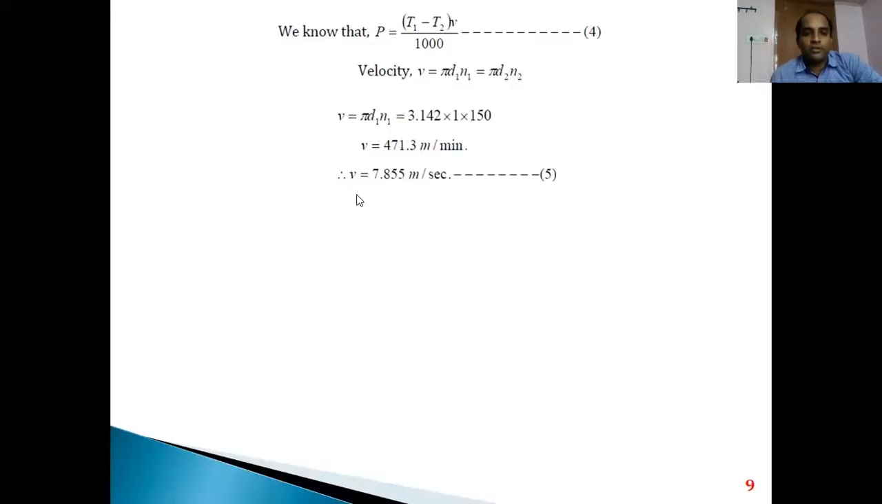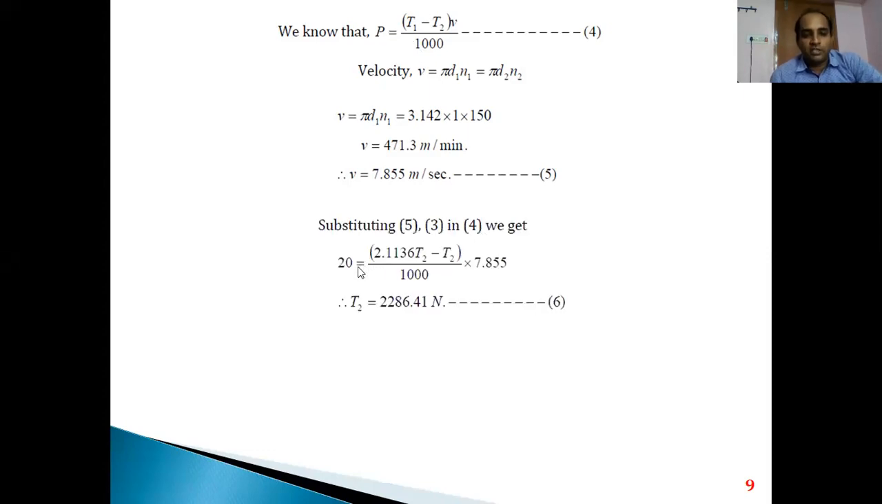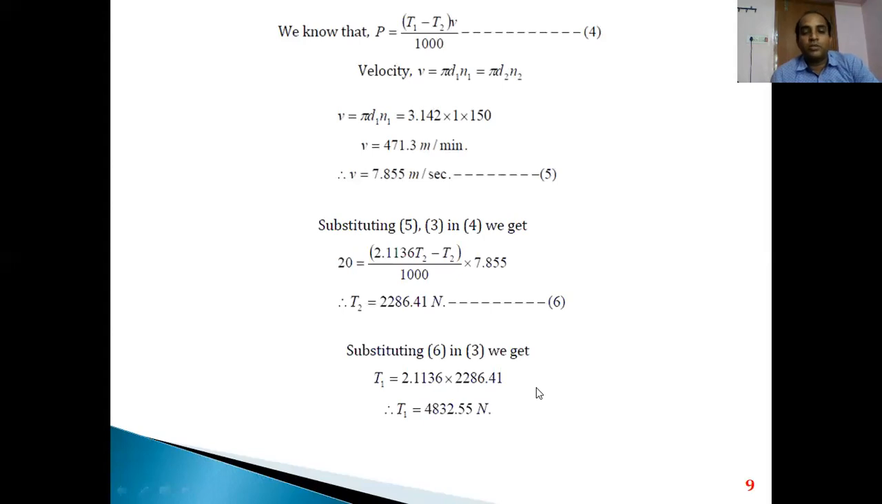Once we have found the velocity V as 7.855 meters per second, let us go to the next part, substituting the value of V in this equation and finding the value of T2. We substitute the values here: power as 20 kilowatt, T1 in terms of T2, and the resulting value of T2 we get here. Once we get the value of T2, we can find the value of T1 too, by substituting T2 in equation number 3. So we get the values of T1 and T2 for the previous open belt drive case.